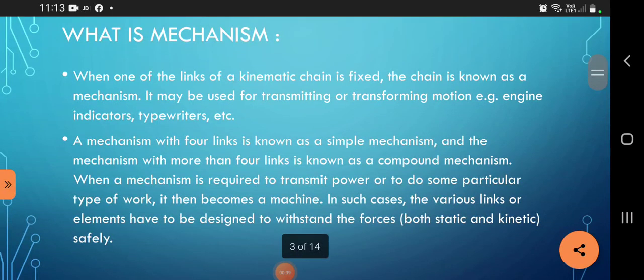A mechanism with four links is also known as a simple mechanism, and a mechanism with more than four links is known as a compound mechanism. When a mechanism is required to transmit power or output some particular type of work, it then becomes a machine. In such cases, the various links or elements have to be designed to withstand the forces safely.